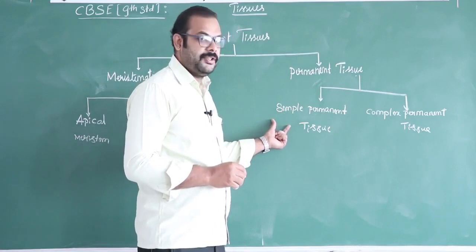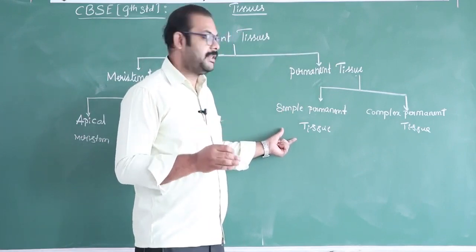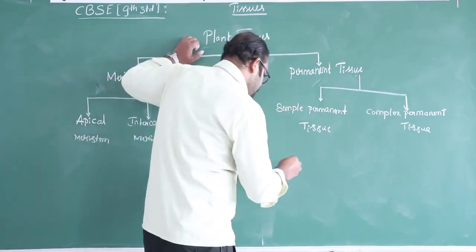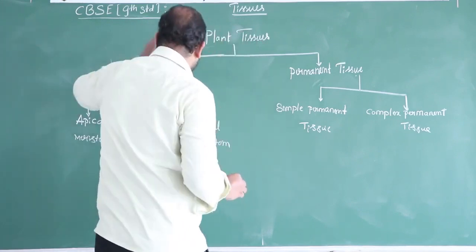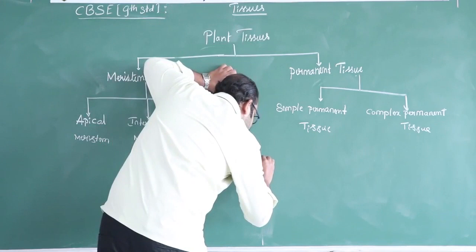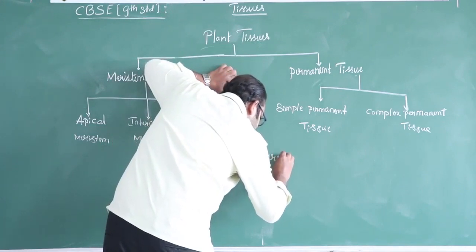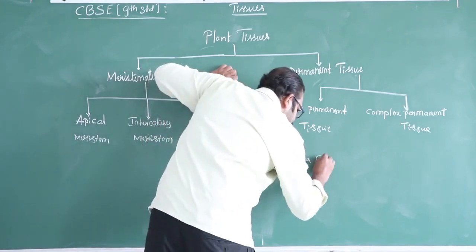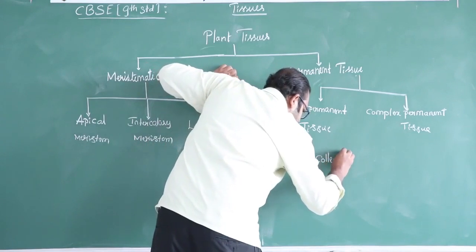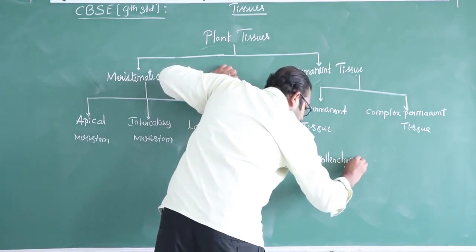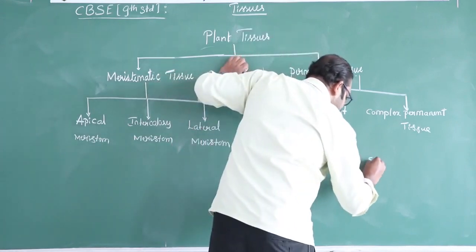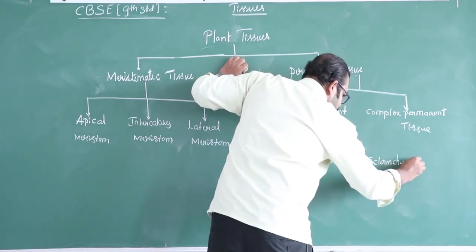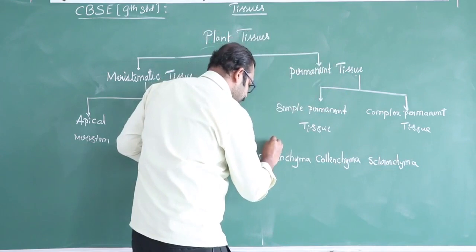This simple permanent tissue, depending upon structure and function, is further categorized into three types. This includes parenchyma, collenchyma and sclerenchyma. So there are three types.